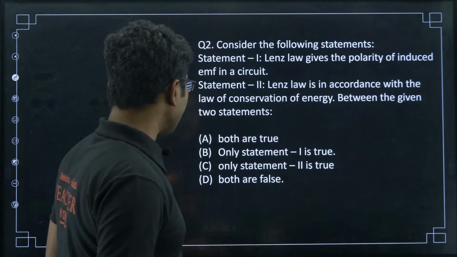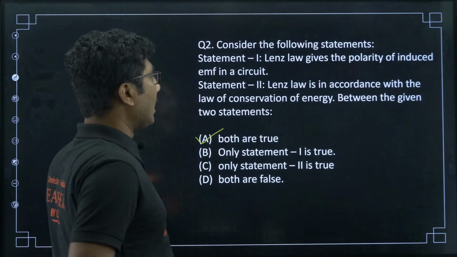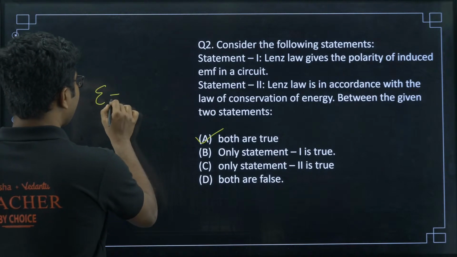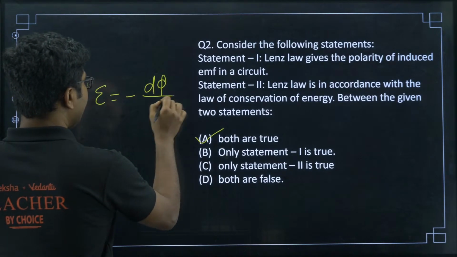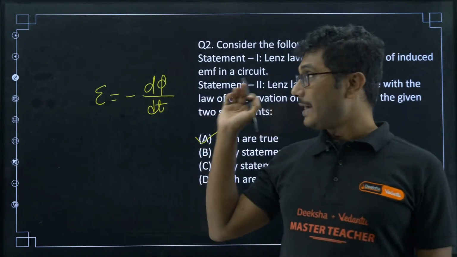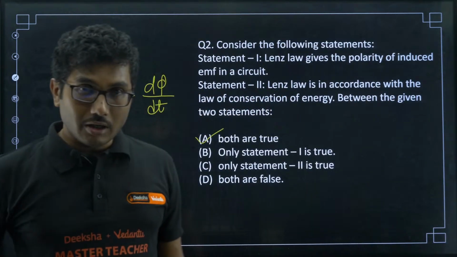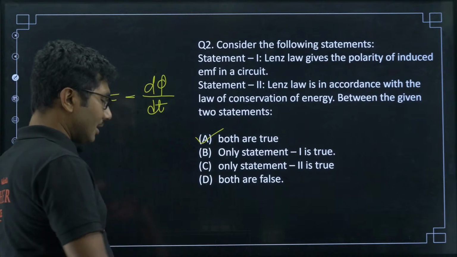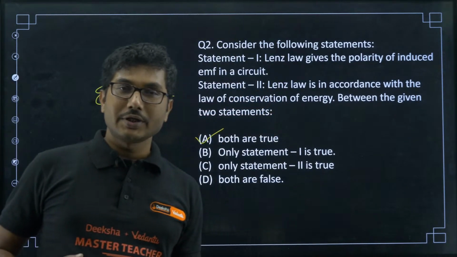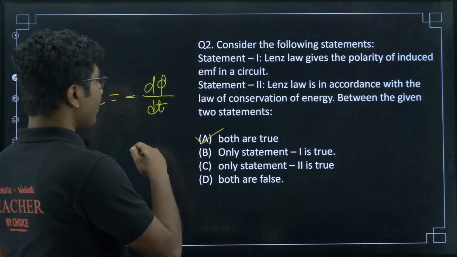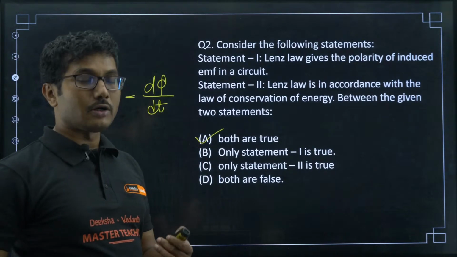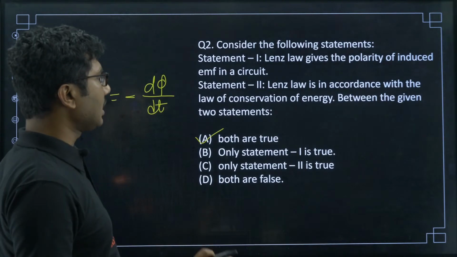Okay, 2A. So people are saying both are true. Yes, Lenz's law gives the polarity of the induced EMF. We know that induced EMF is minus d phi by dt, the rate of change of flux, and this negative sign is coming from Lenz's law. So be careful, this gives you the polarity because it says that it opposes the change. Opposes means the polarity is defined, right? So Lenz's law gives the polarity, and also it is the conservation of energy, both are correct.